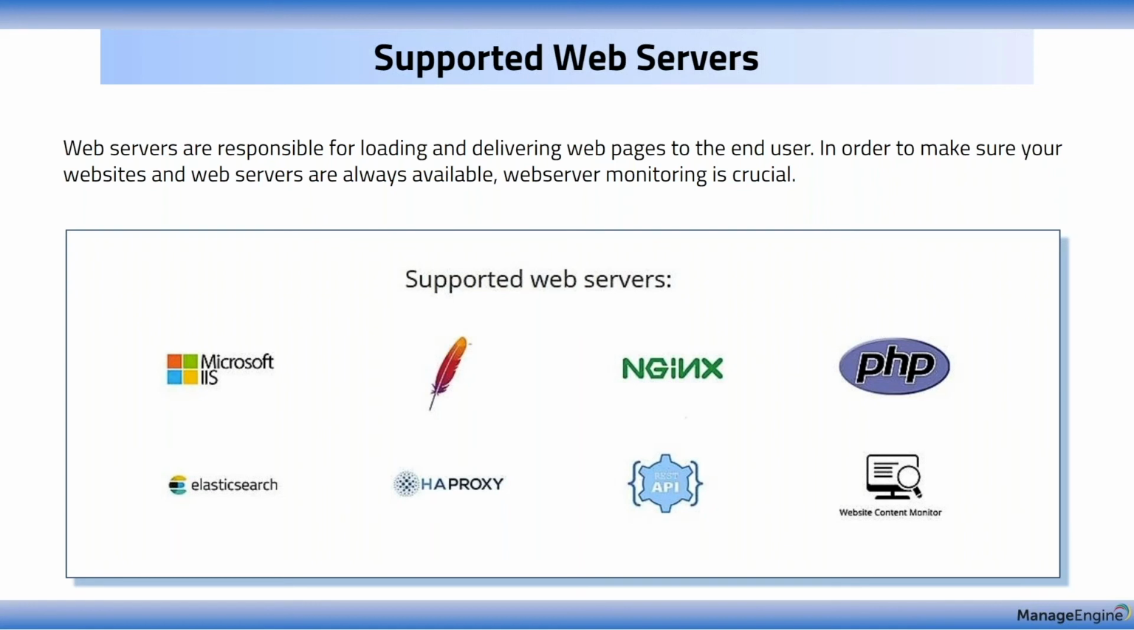And in Applications Manager, you can monitor the popular and widely used web servers like IIS, Apache, Nginx, and the commercial version of Nginx, that is NGINX Plus. And you could also monitor HAProxy and Memcache as well. So we can quickly get started with the Apache Web Server Monitoring.